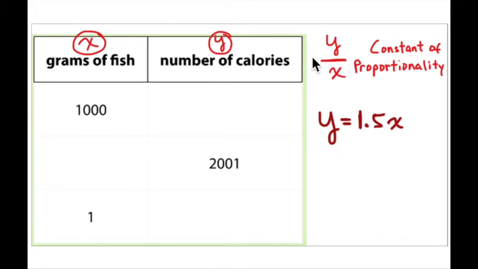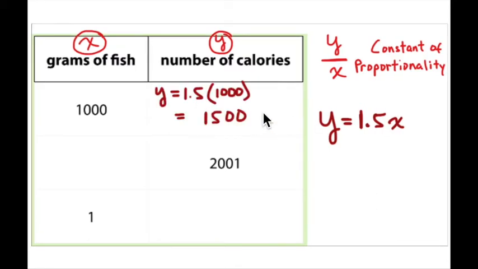So remember that y over x is the constant of proportionality. So what's 1 1/2 times 1,000? Well, it's 1,500. So if you have 1,000 grams of fish, how many calories do I need to add to the fish tank to feed those fish? I need to add 1,500 calories, 1 1/2 times as many grams as I'm given.